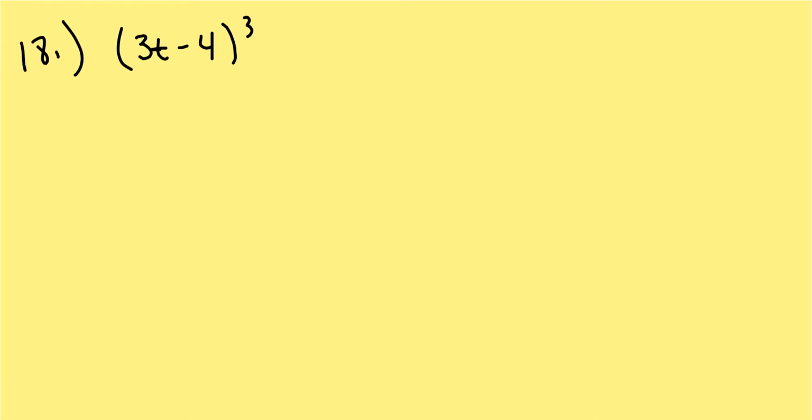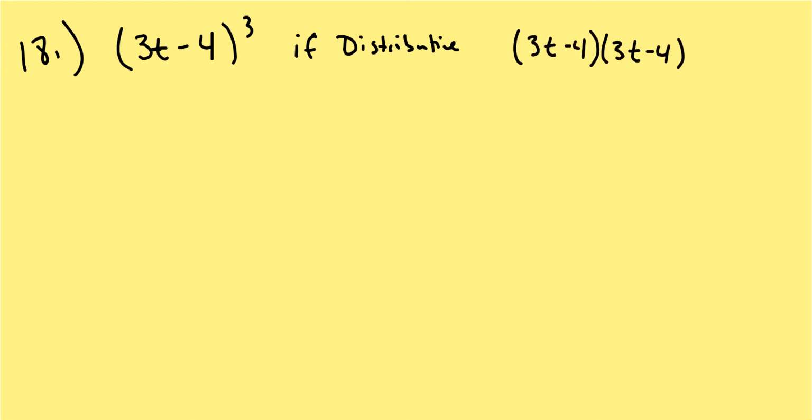Number 18, I have 3t minus 4 cubed. If you're going to use the distributive property, you're going to write it as 3t minus 4 three times. And then you're going to do it like numbers 12 through 15. Or, I'm going to use Pascal's triangle.